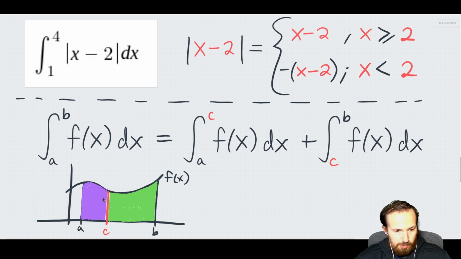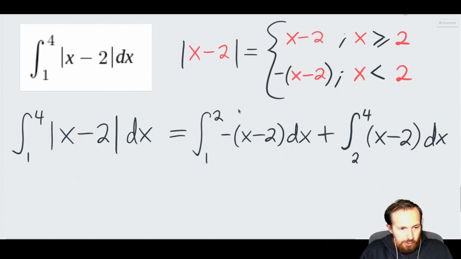that would just be the purple area. And then the integral from c to b, that would be the green area. And if we just added up those two separate areas, that would be the same thing that we would have gotten if we didn't split it, and just treated it as an entire area from the get-go. So hopefully that's clear, but this integral property in particular is also going to be helpful to us.